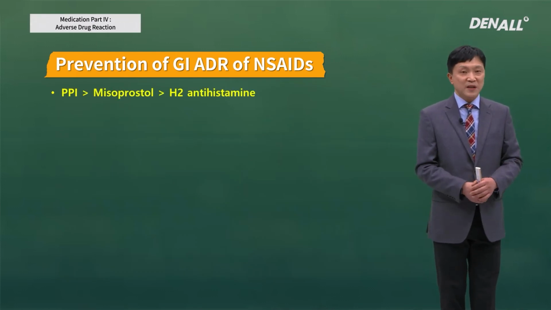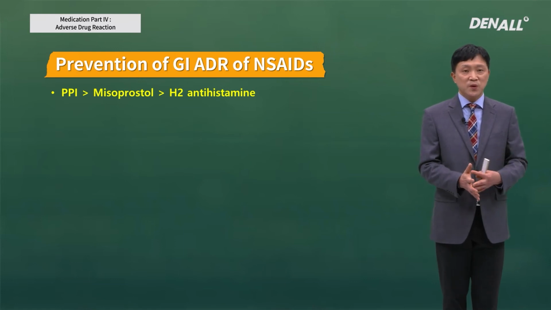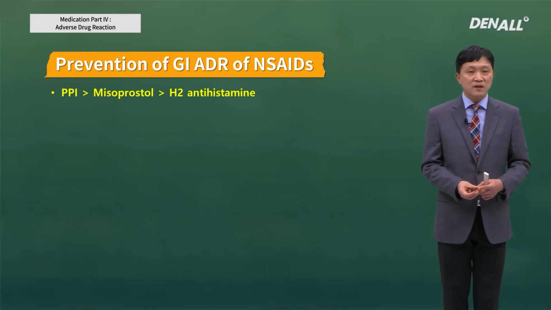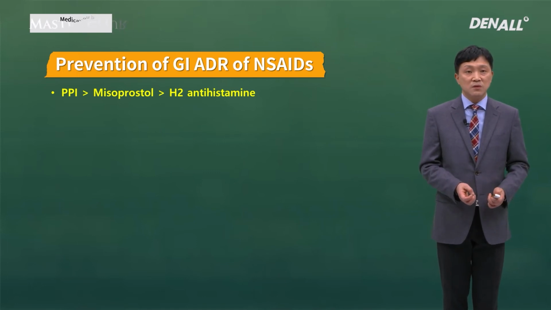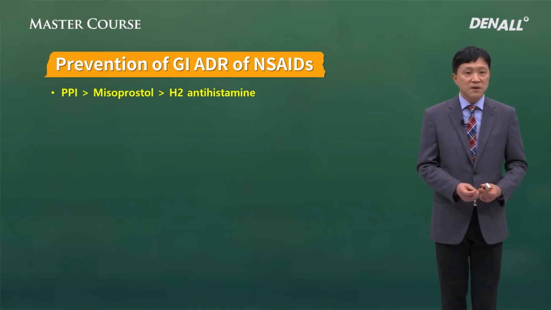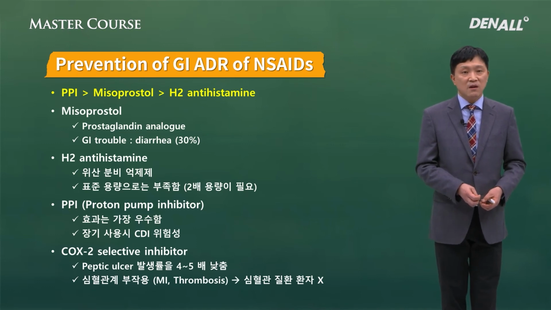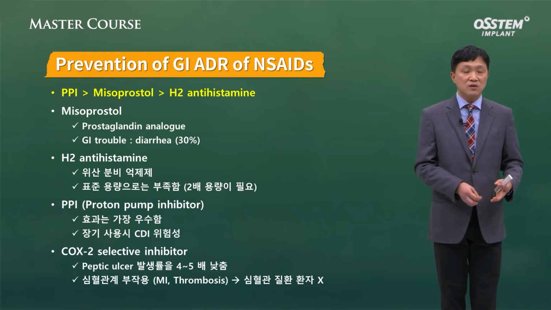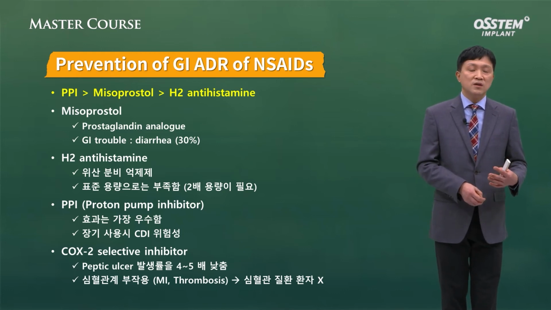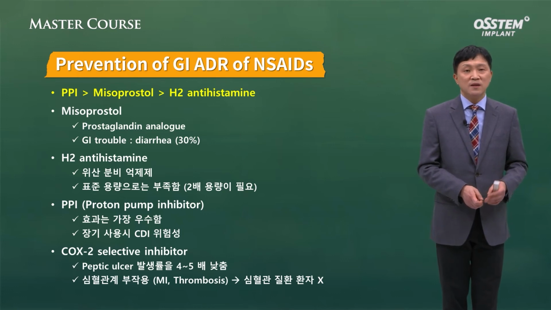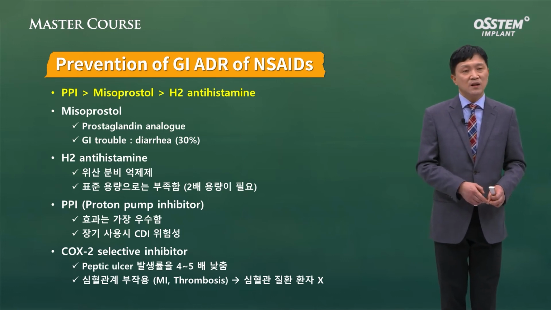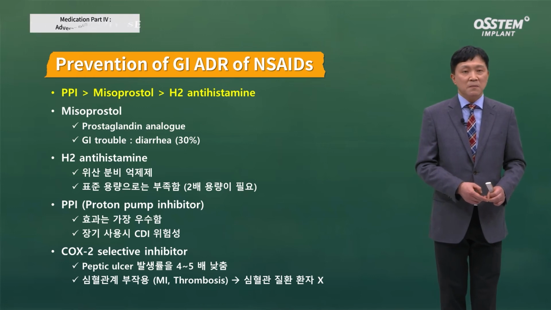I talked about PPI, misoprostol, and H2 antihistamine. You know H2 antihistamine. You may not be familiar with the PPI and the misoprostol. To briefly explain, misoprostol is a prostaglandin analog, so prostaglandin is administered. When used over the long run, there's a risk of diarrhea, so that's not used quite a lot.